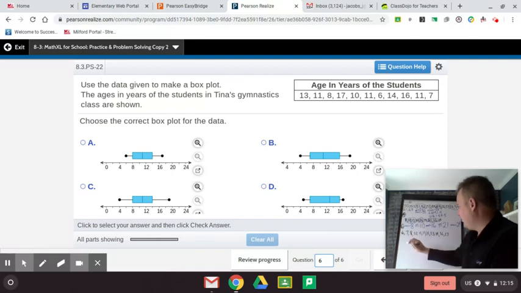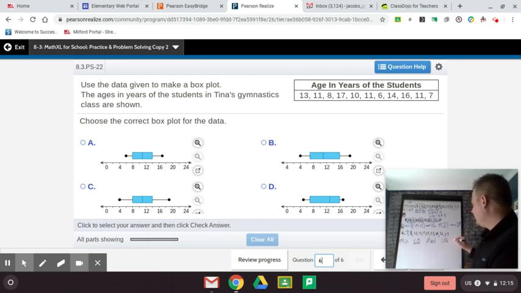So here we go. They are the minimum, the lower quartile or first quartile, the median, the upper quartile or third quartile, and the maximum. Okay, I'm going to change colors. Now, here we go. Let's see. The minimum is 6. The maximum is 17. Remember, I put these in order from least to greatest already to save us time.